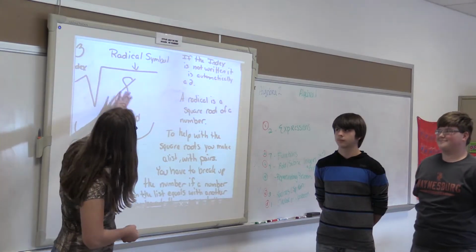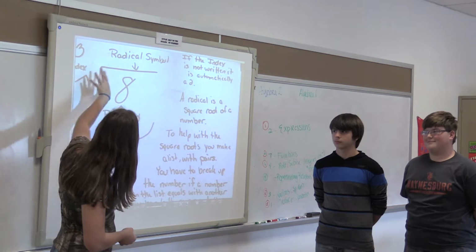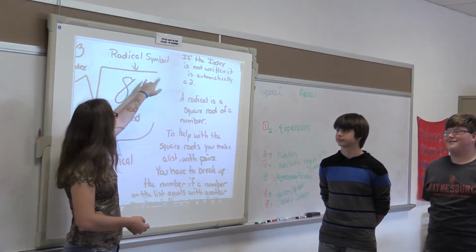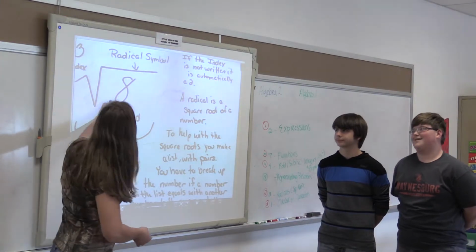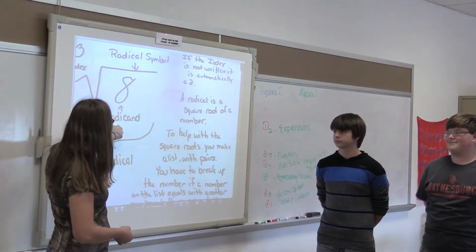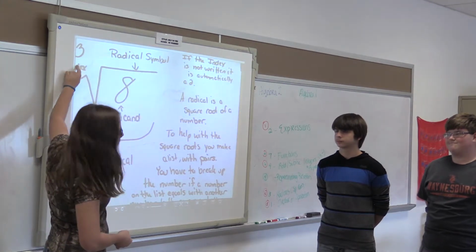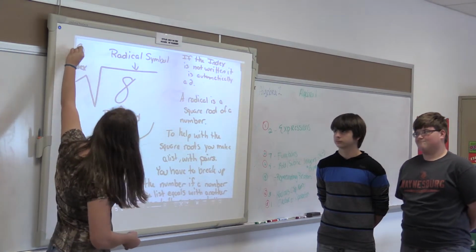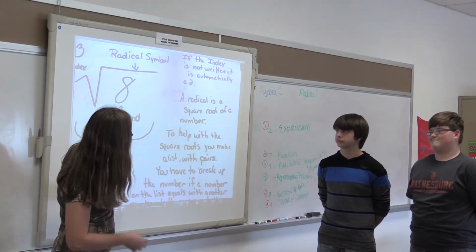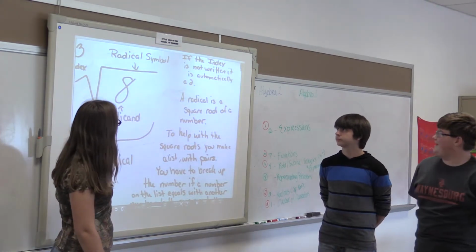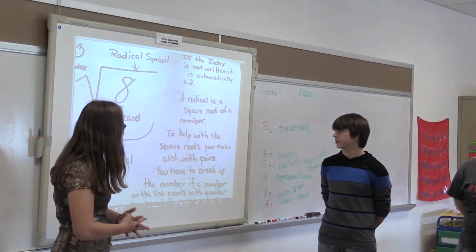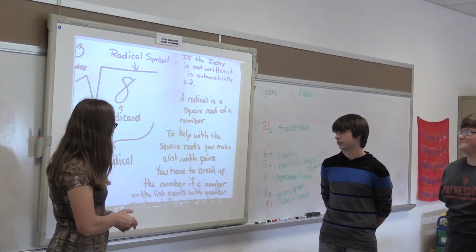Okay, this is a radical. The whole thing is the radical. That is the radical symbol. The whole number under the radical symbol is the radicand. The index is up here. It's like a little exponent type thing. If the index is not written, it is automatically a 2. A radical is a square root of a number.